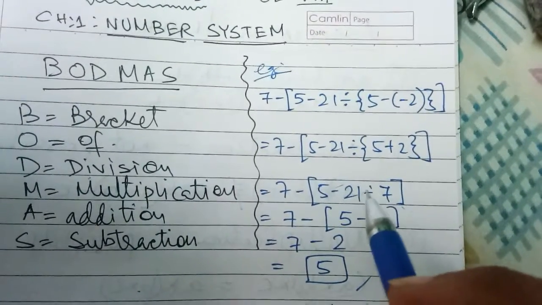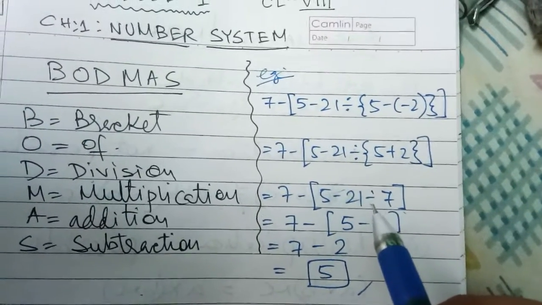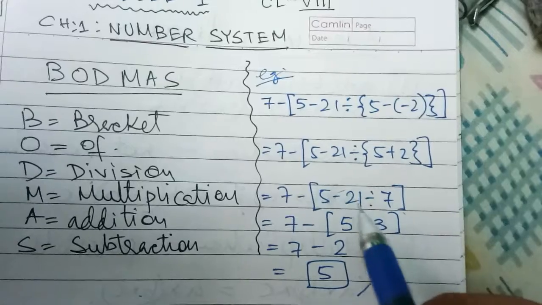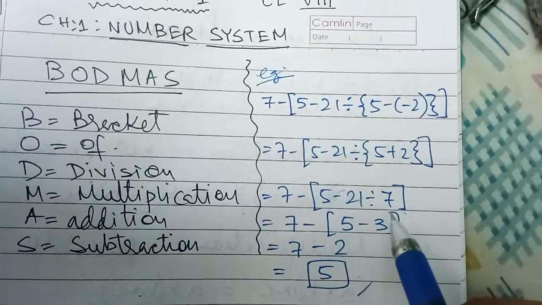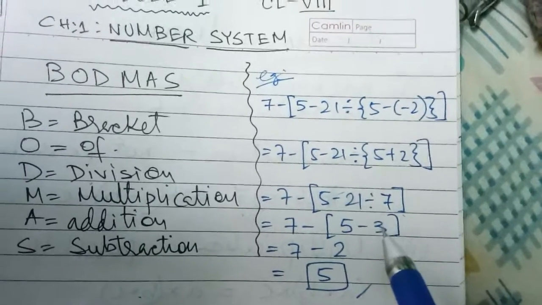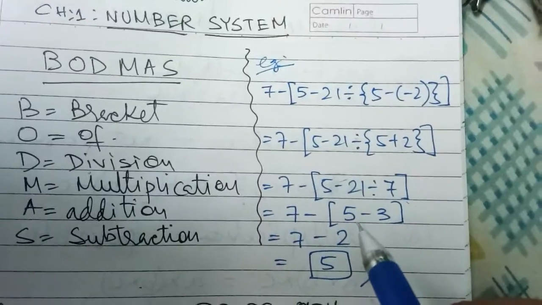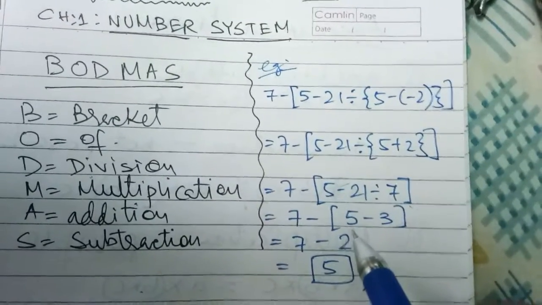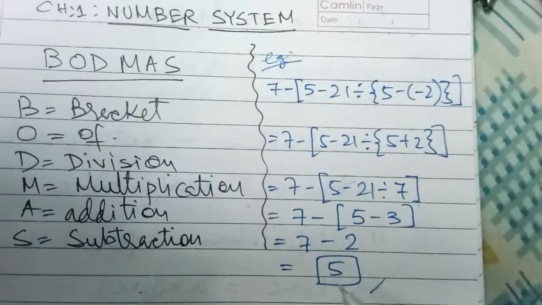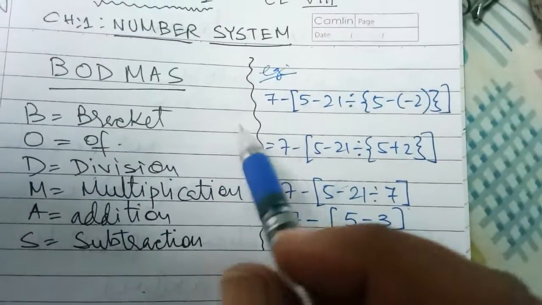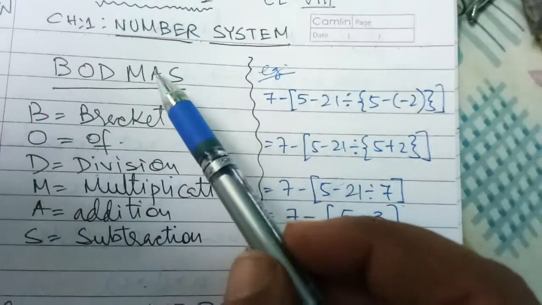In the third bracket, B for bracket, O for of. Of is not there. D for division: division is there, so you have to do the division first, and we cannot do the subtraction. 21 divided by 7 will be 3. After division, multiplication is not there, addition is also not there, so then subtraction. 5 minus 3 is 2. Then 7 minus 2 is 5. This is the part we have done. For any sum like this, you always have to follow the BODMAS rule.